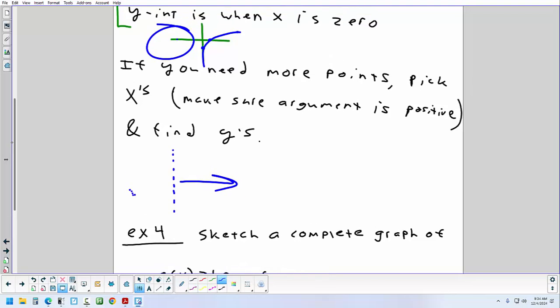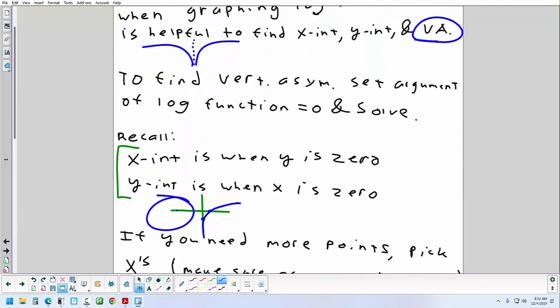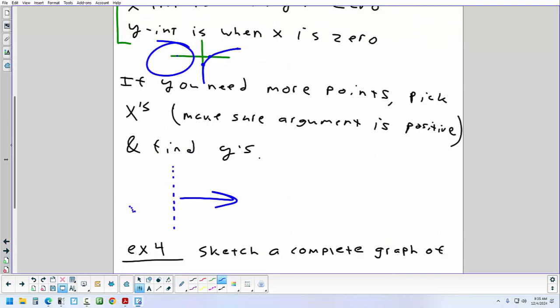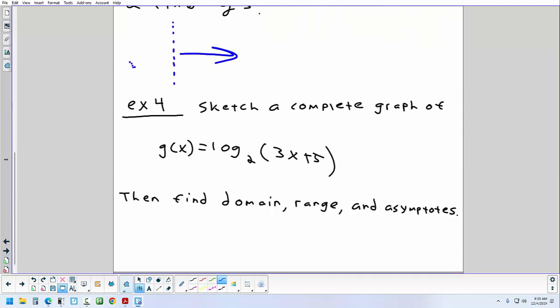All right. So let's start by finding the vertical asymptote. Set the argument equal to 0 and solve. What's my argument there? 3x plus 5. A lot of stuff there, but the only thing that's the argument is 3x plus 5. Set that equal to 0, and now we're going to solve it, and that'll give me my new asymptote. It is going to move. It's not going to be where it normally is.